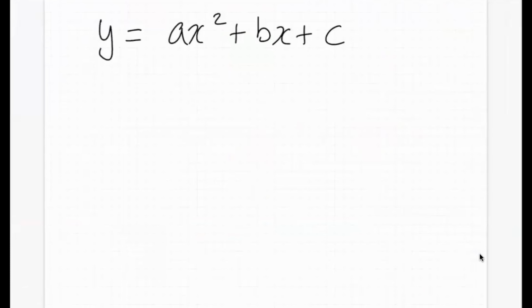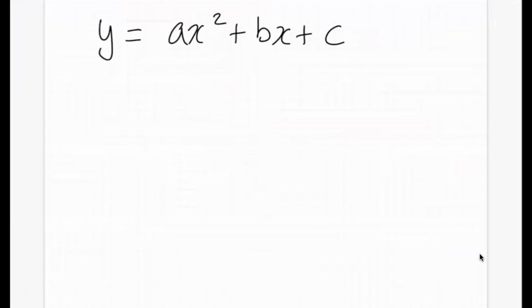Okay, so what is a quadratic? A quadratic is an expression that has the form ax squared plus bx plus c, and it can be written as y equals ax squared plus bx plus c, and that is the graph of this quadratic.